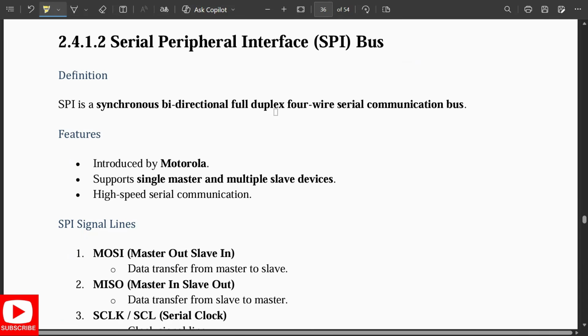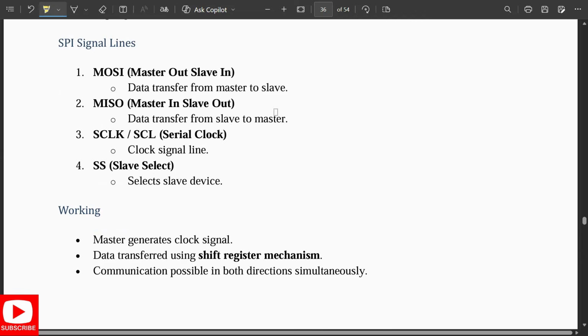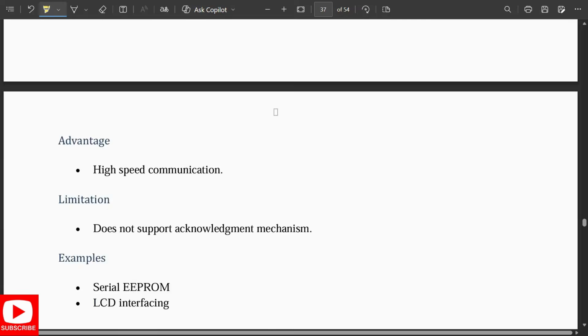High-speed serial communication. The SPI signal lines are MOSI, master out slave in, where data transfers from master to slave. MISO, master in slave out, is the reverse, that is slave to master. Then comes SCL, the serial clock, the clock signal line, and then SS, slave select, which selects the slave device. In working, the master generates the clock signal, and data is transferred using a shift register mechanism. Communication is possible in both directions simultaneously.